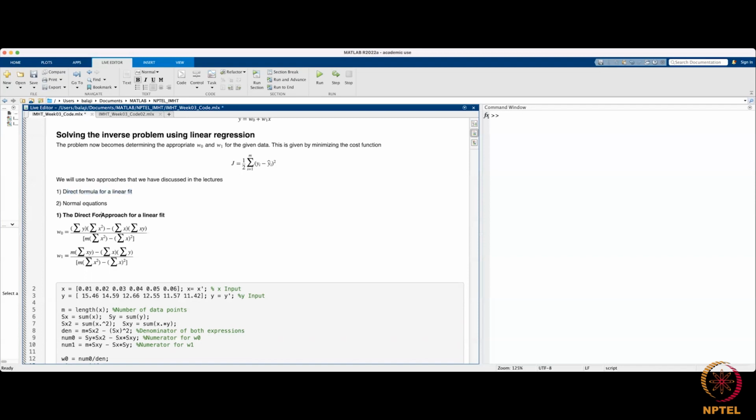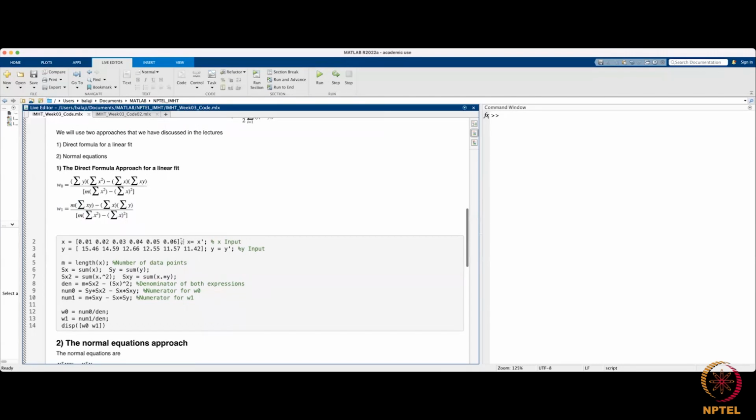So the direct formula, which we determined by analytically calculating del J del W0, setting it to 0, and del J del W1, setting it to 0. If you go back to your notes, I had written two alternate expressions for this. The expression I am using right now is the most popular one, rather than the averages approach which I had told you. You basically get W0 and W1 with this formula. So I am first going to show you how the direct formula is coded in.